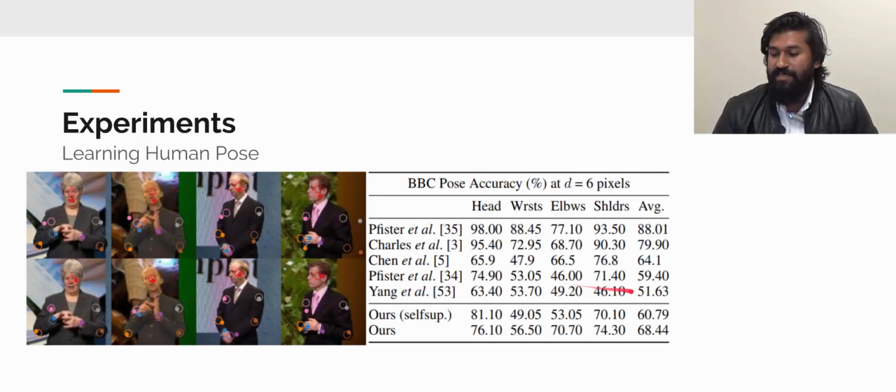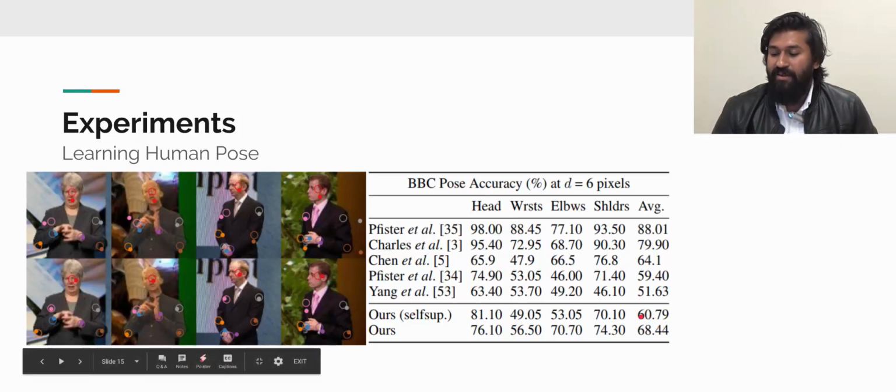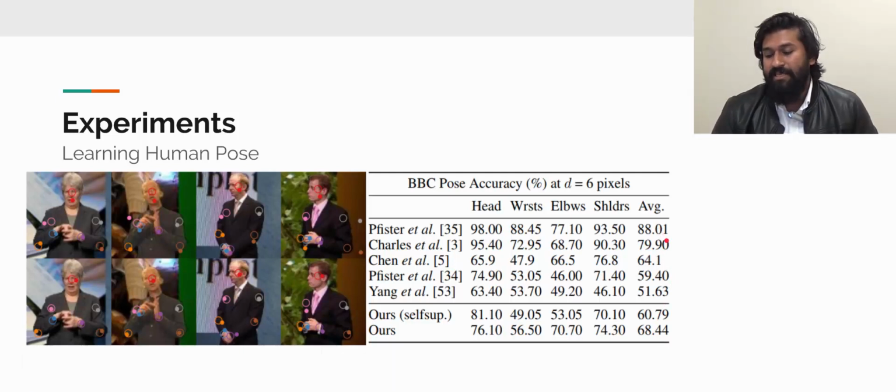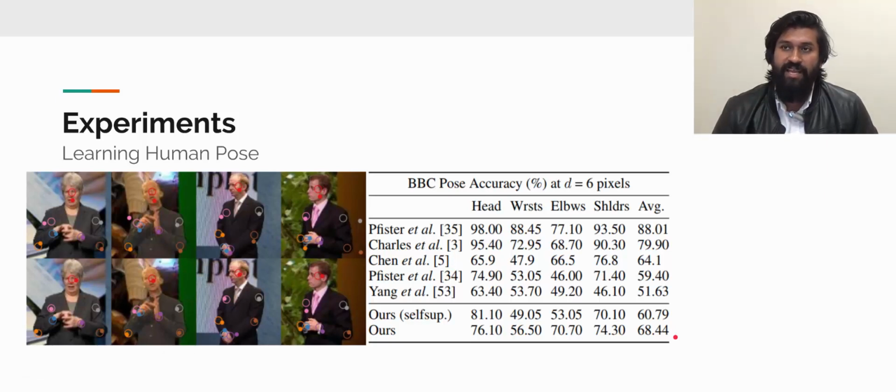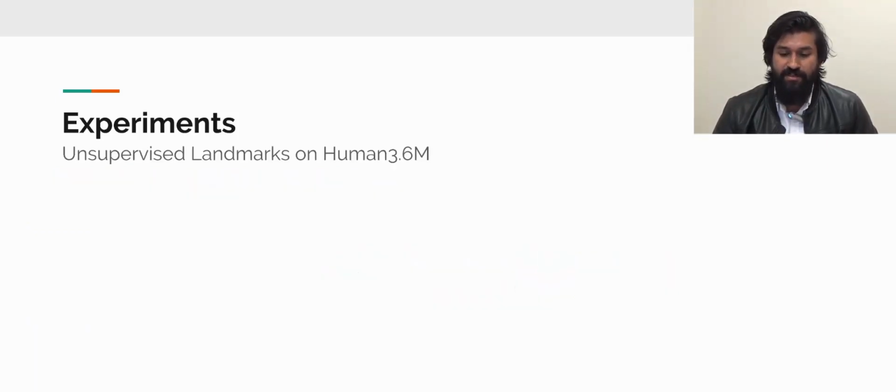And these are the quantitative results. Here the metric is such that higher is better. They have got results for different body parts like head, wrists, elbows and shoulders, and their average best result is 68.44, but here the state of the art is 88.01 or around 80. And the thing is that all these 5 methods are supervised methods, and only theirs is an unsupervised method. So they have an edge here because their method is not supervised.